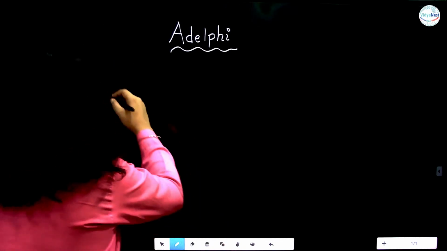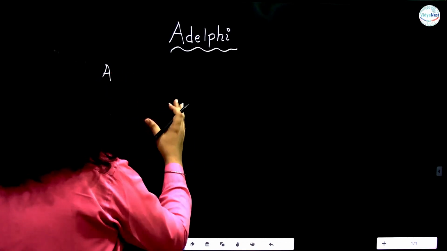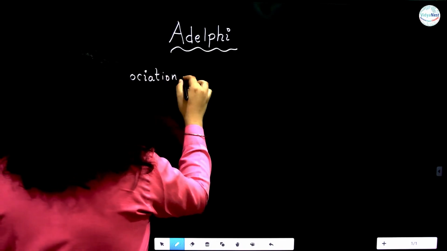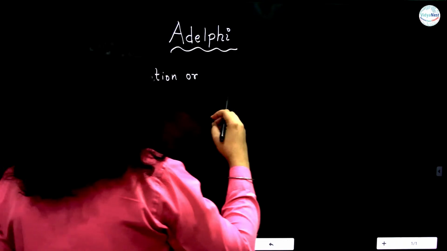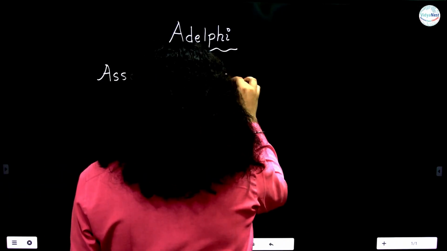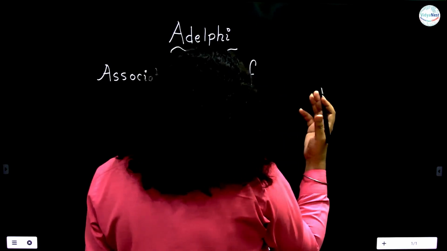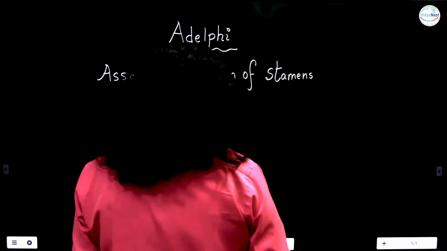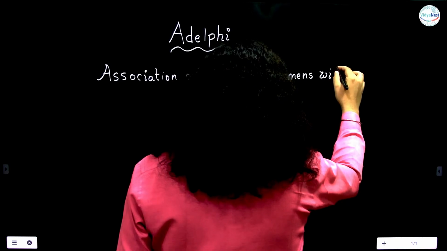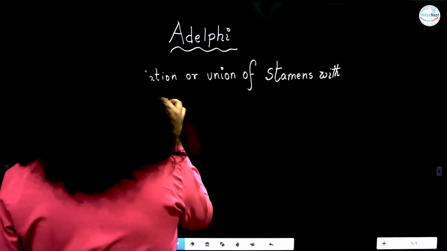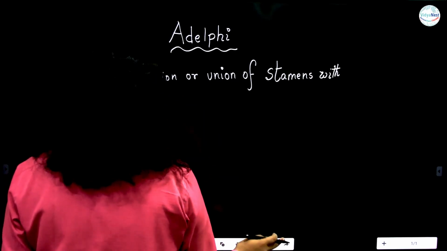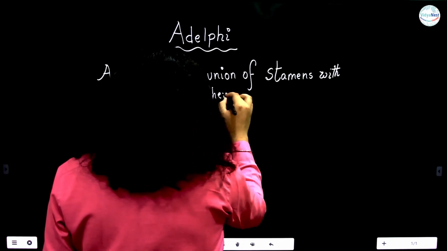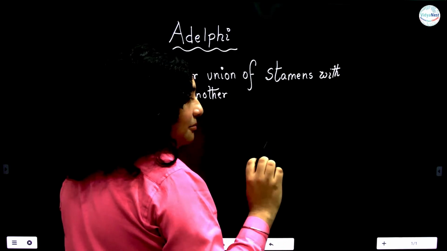Last day we have been discussing the part of the flower which is adelphi. Now, what is adelphi? Adelphi is the association, or union, of stamens with one another with their filaments only.